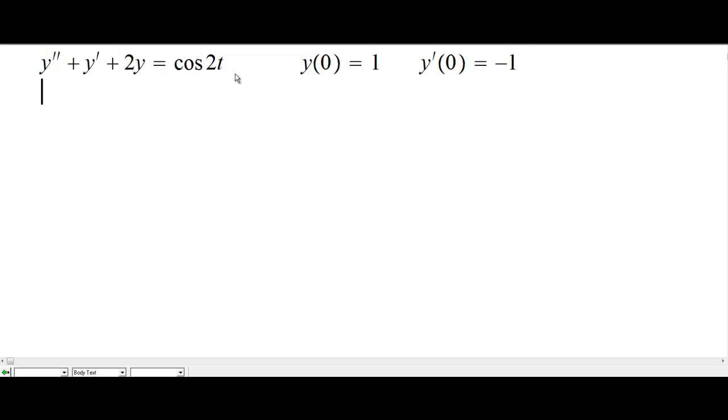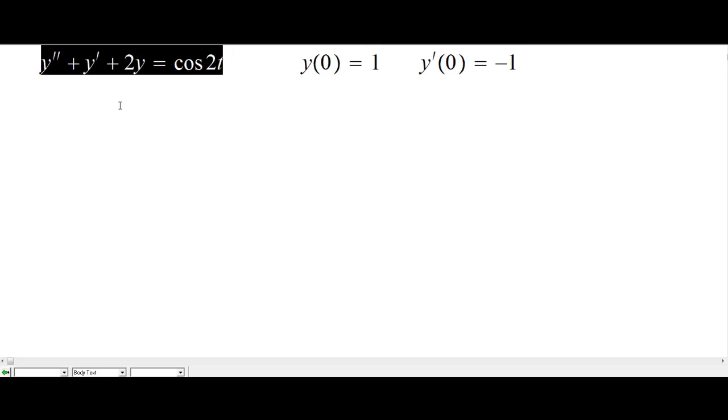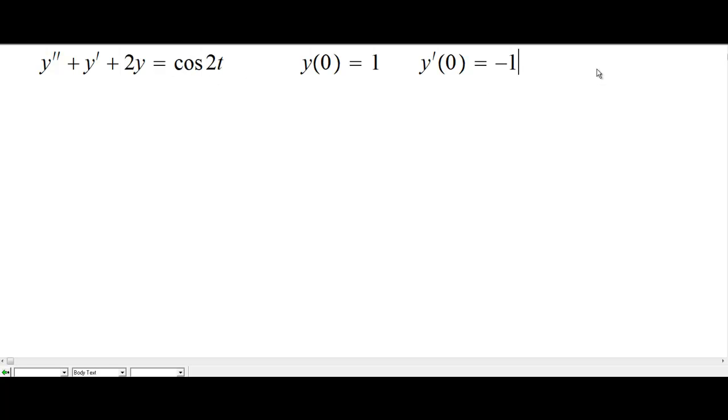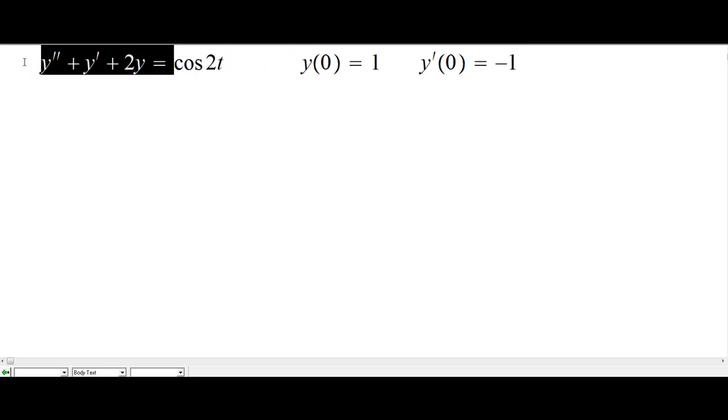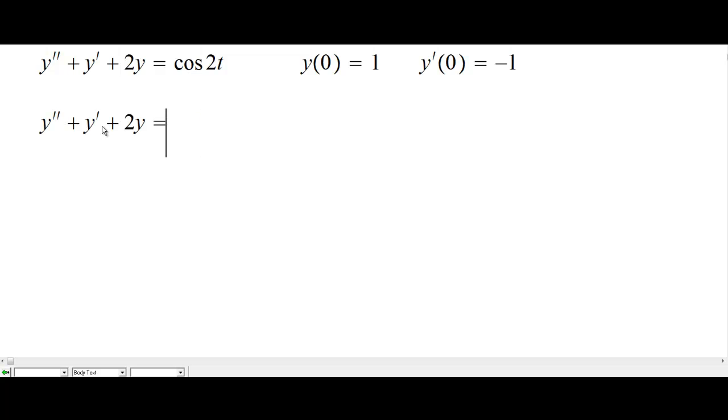So we are solving this equation, right? And here I don't have a homogeneous situation, this is not equal to 0, right? Okay, so we will first solve the homogeneous equation, right?